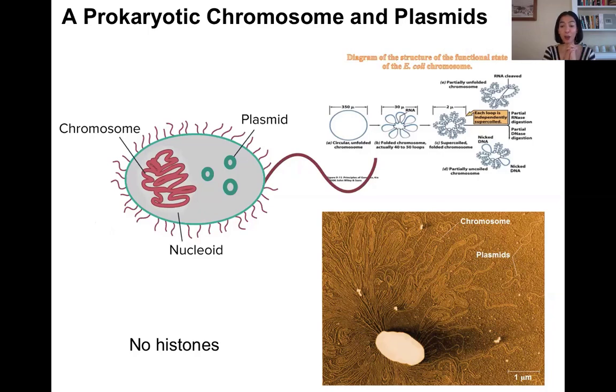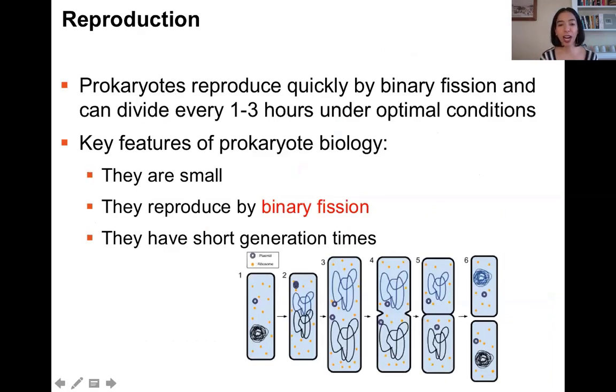condensation of the chromatin. The reproduction of prokaryotes is really fast, and they can have division of the cells in 20 minutes, even less, but usually they divide in 1 to 3 hours in optimal conditions. And these are very key features for their biology. They are small, they have binary fission, and that's actually the way that they divide, not through a mitotic process. And also, obviously, they don't have meiosis either. They have a simple version of that, which is called binary fission.